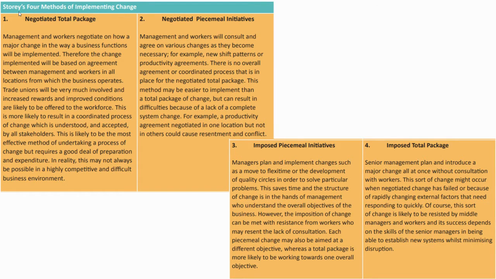Okay, so that's something when you go through your notes in general you want to focus on, is just making sure that you know all these different facts and figures. Okay, there's not a huge amount of notes, so it's important you know them well. So first method is negotiated total package. So that is when you've got management, workers, trade unions, everybody, and they have a series of meetings and they discuss how things are going to change.